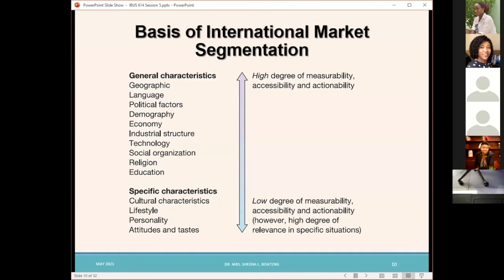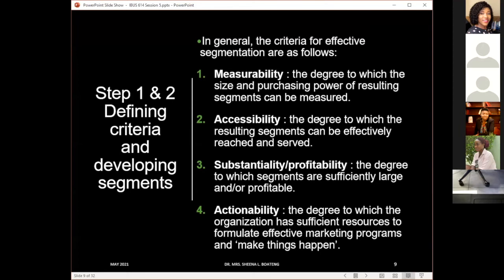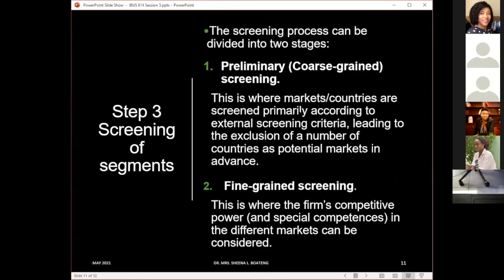So it's generally about starting from the low-hanging fruits and then working your way towards the more complicated, more complex, more specific niche generating characteristics, which will help you to establish your competitive advantage in the marketplace, right? So based on that, we have been able to appreciate the steps involved in defining criteria and developing segments. So the next thing to do is to be able to screen these segments that we come up with after we have been able to do this segmentation using the various criteria we talked about.